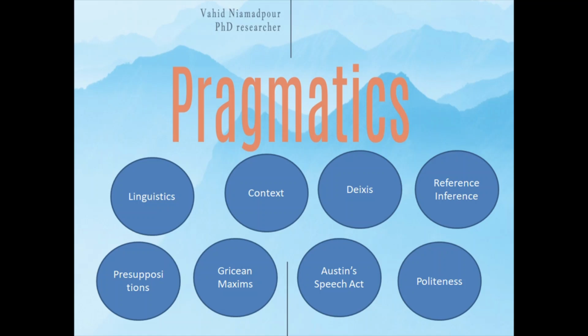After that, we'll talk about one of the most important theories in pragmatics, which is Austin's speech act theory, in which we deal with how we do things with words. And finally, we'll talk briefly about politeness theory, and how it is culturally dependent, and different notions of face. But let's start with a brief definition of pragmatics.